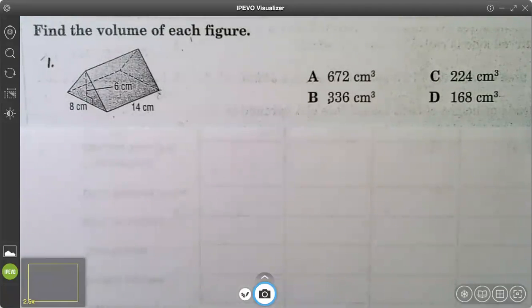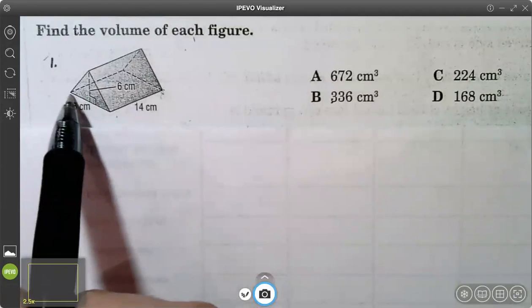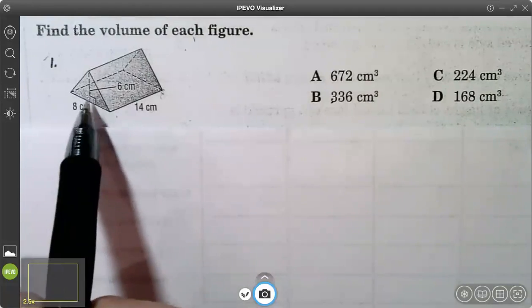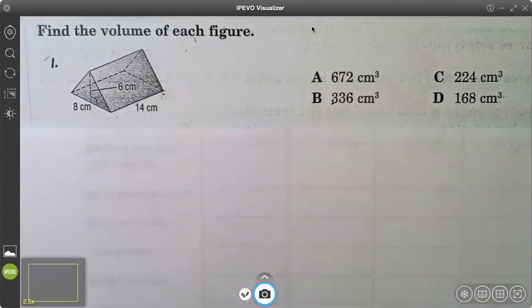For number 1, first of all, this is a prism. It gives you a base of this triangle of 8, a height of this triangle of 6, and the height or depth of the prism is 14.